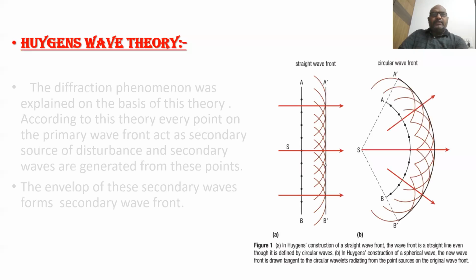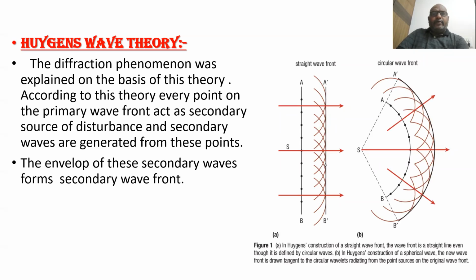So what is the Huygens principle? Every point of the source is a source of secondary wavelets. The diffraction phenomenon was explained on the basis of this theory. According to Huygens' theory, every point on the primary wavefront acts as a secondary source of disturbance, and waves are generated from these points. The envelope of these secondary waves forms the secondary wavefronts, as shown in the diagram.